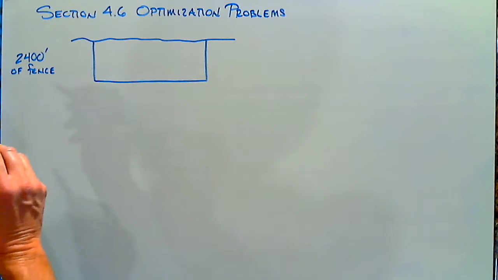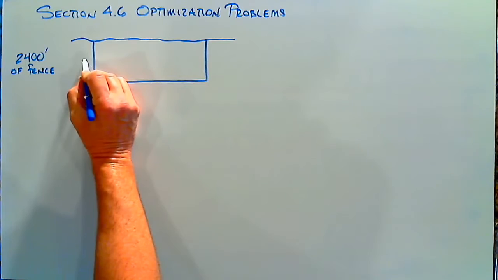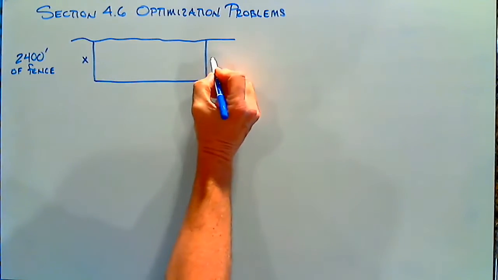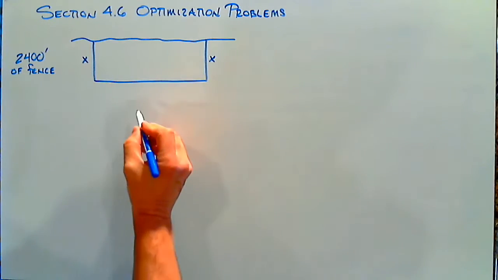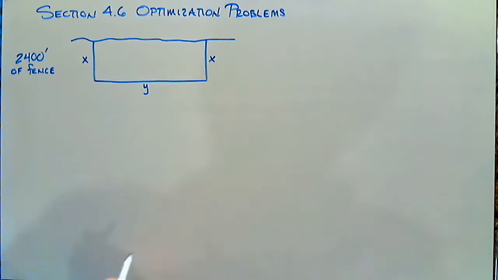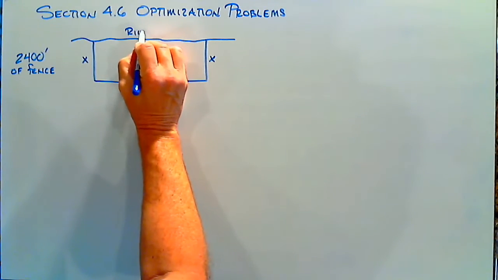So what do we know about our fence? Well, we can call this side of the fence over here x, and this side over here is also x. It's a rectangle, so those two sides are equal. Then we'll call this side y. So we have a fence right now that is x by y by x. Remember, the other side over here is a river. We don't need anything over here at a river.